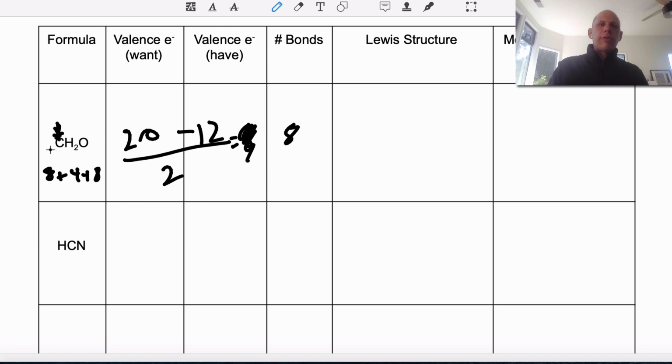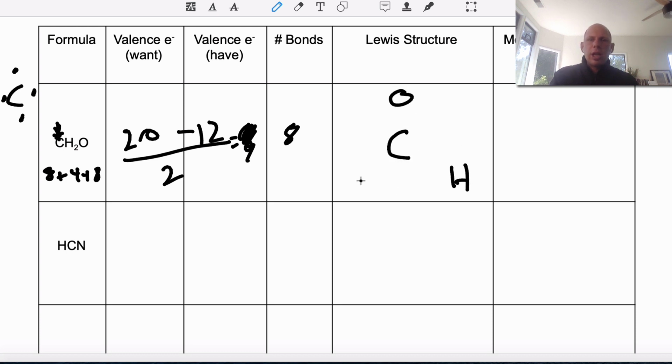Usually the element that shows up first goes in the middle, and usually that element's carbon. We know that carbon has these 4 lone pairs, and it's got a lot of bonding power. Carbon can make 4 covalent bonds. So always put carbon in the middle if you can. So we're going to put carbon in the middle, O, H, and H.